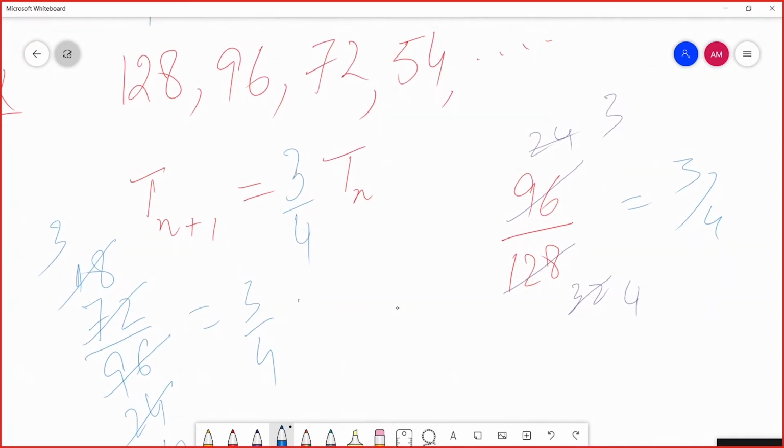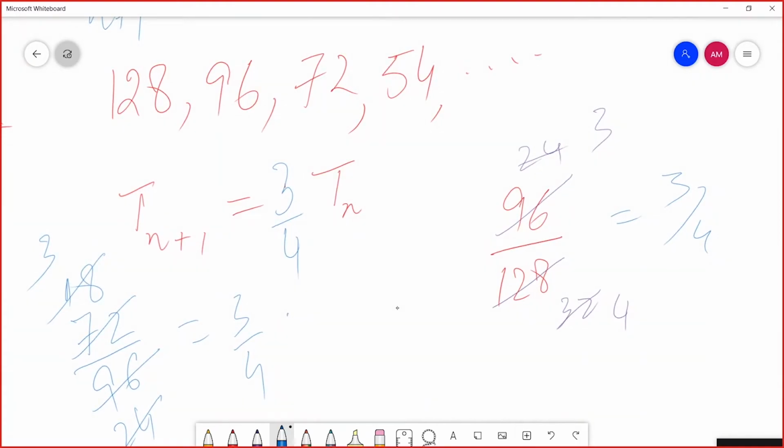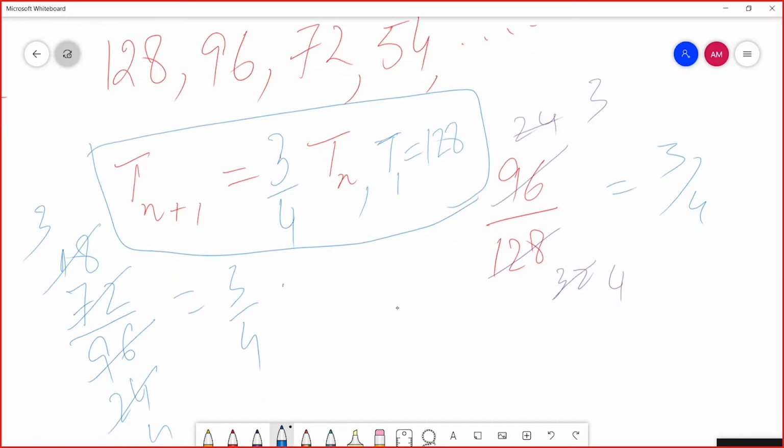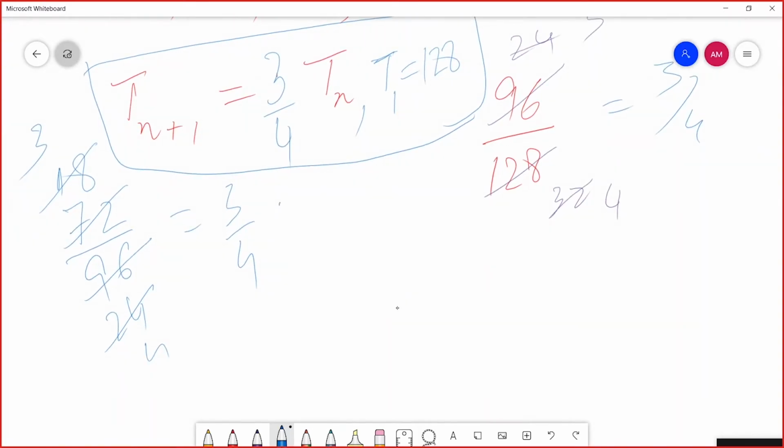3/4. And we would write and we would say T1 is equal to what? Because T1 would be equal to 128. Yeah, so we define it like this. This is your answer. Yeah? Are you somewhat clear now?